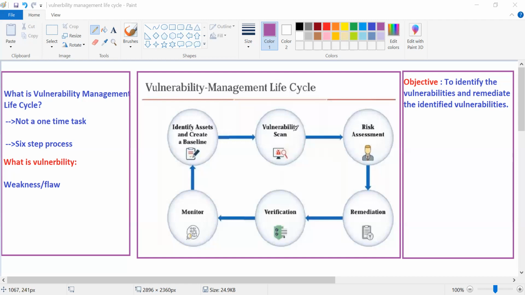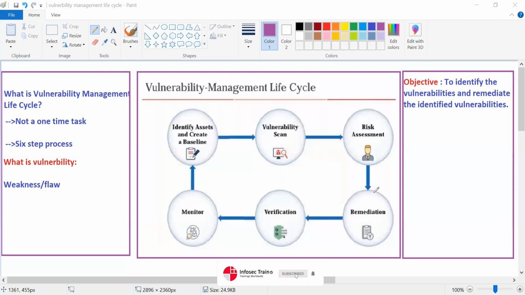Once you are done with the vulnerability scan, you will be getting some results, right? Suppose you found three vulnerabilities in a particular system. In the risk assessment phase, we will be identifying the risk of the vulnerabilities. Out of the three vulnerabilities, which one has the highest impact? That is what we identify in the risk assessment. Based on the risk assessment, we will do the remediation part. The one with the highest impact will be sent to the remediation phase first.